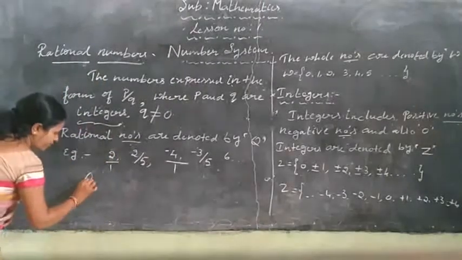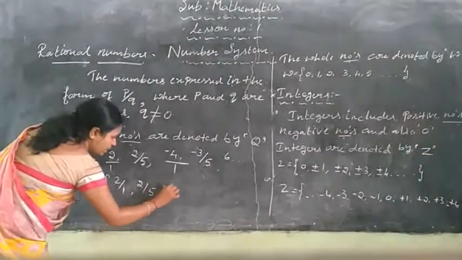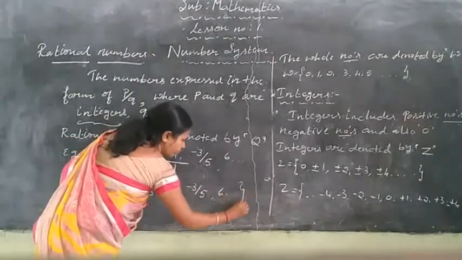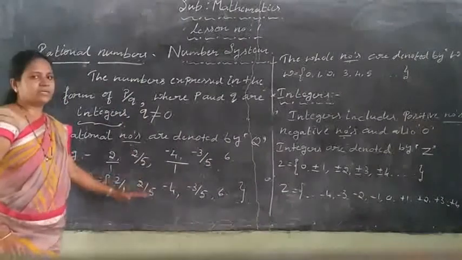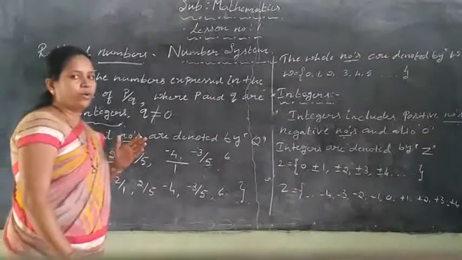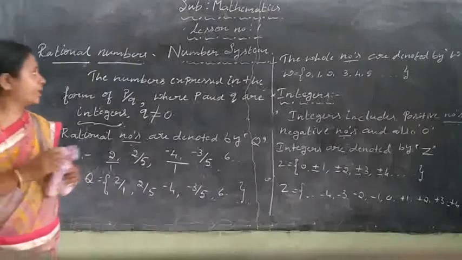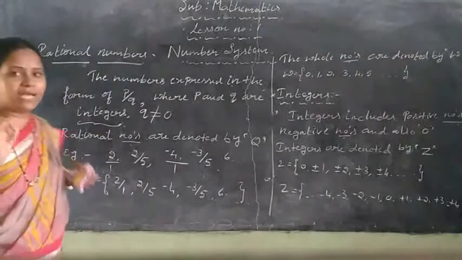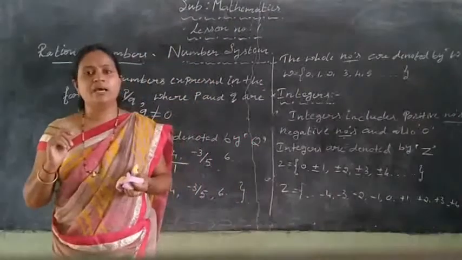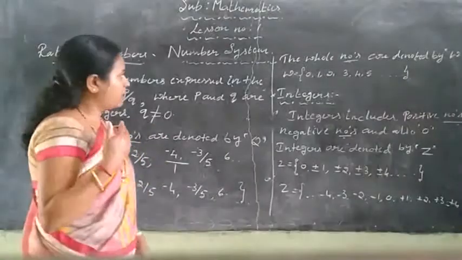And it can be written in the form of a set. Q is equal to 2 by 1, 2 by 5, minus 4, minus 3 by 5, 6. So these are all the examples for rational numbers. Okay, children, I hope you understood the meaning of rational numbers, isn't it? Okay, so far we have studied natural numbers, whole numbers, integers and rational numbers. Once again I will repeat all the things.